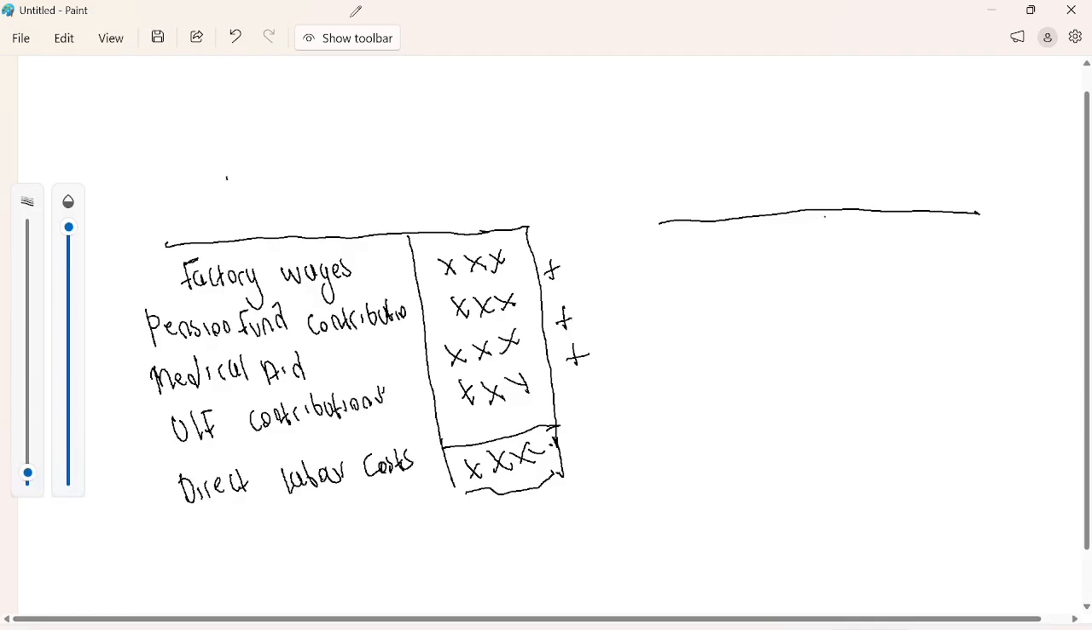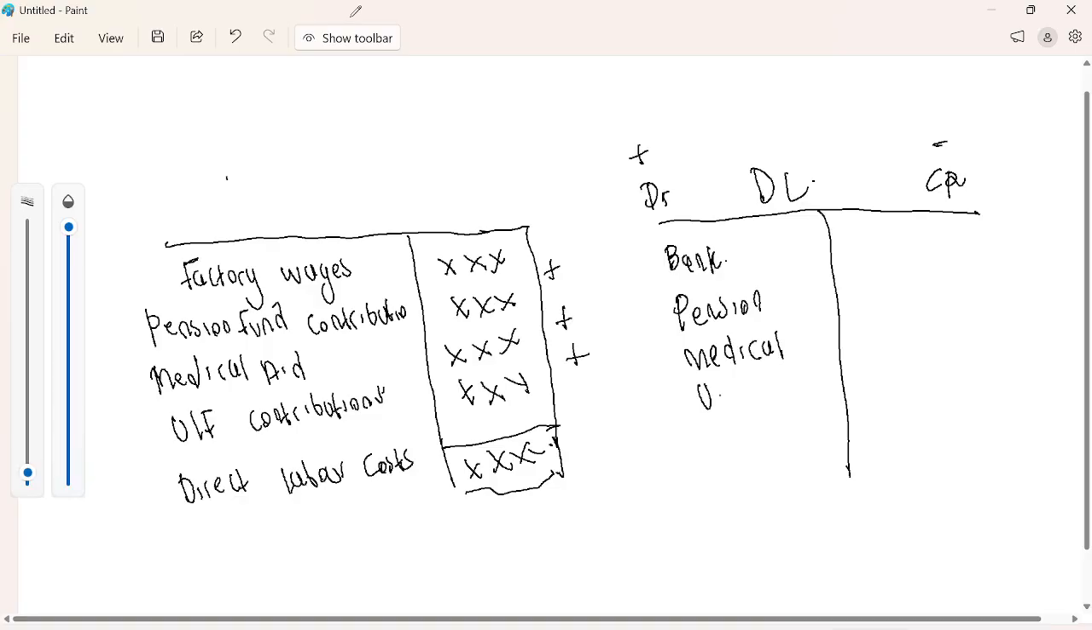So for grade 11s, this is how your T account will look. This will be debit and credit, right? And this will be your direct labor account. You see, everything that is on there will only be on the debit side. So you're going to have your bank. Remember the company paid wages. What did they use to pay? They used their bank account, right? So we also have the pension, we have medical aid, and then we have the UIF.